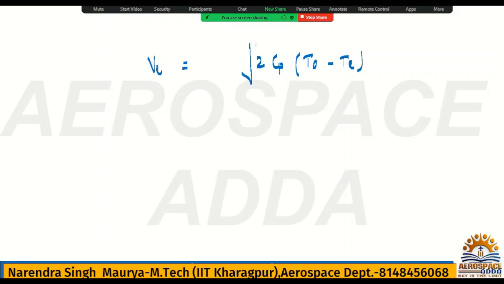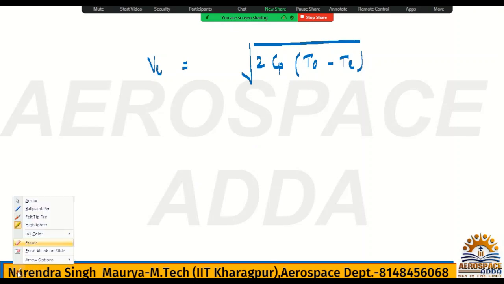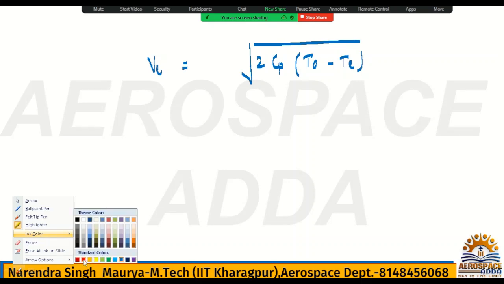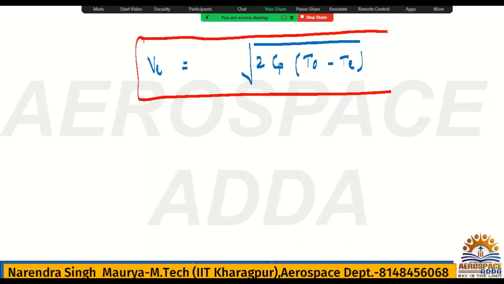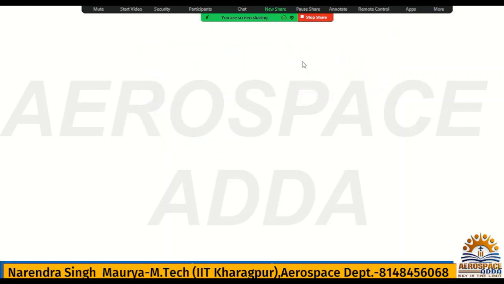If you want to calculate this exit velocity, you can also calculate it in terms of pressure. You can convert this T naught and Te in terms of pressure also. When I taught reservoir, at that time I explained this velocity in the form of pressure, pressure ratio and all. It is already explained. So this is the formulation for the exit velocity. Remember, this is the exit velocity. Here it is nothing new, already in reservoir I have taught. So this is the first question based on CD nozzle.